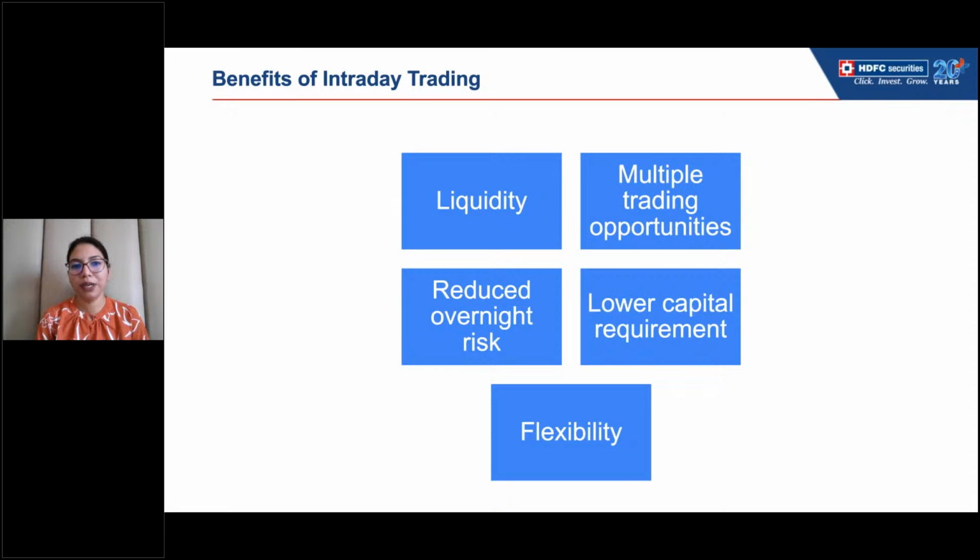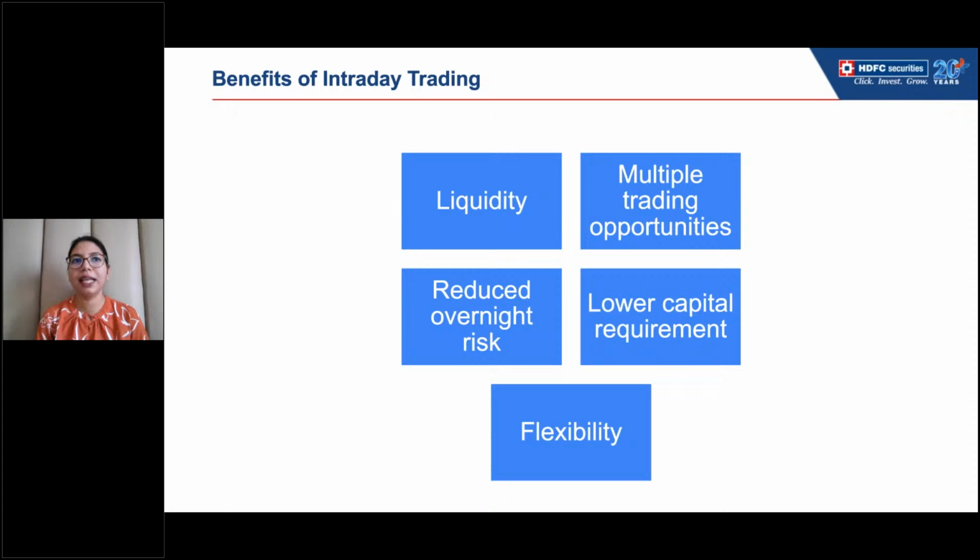Next, reduced overnight risk. In reduced overnight risk, this is the biggest benefit. People who carry positional trades, if the option trade is not hedged, if the risk is not managed well, the problem can happen when next day there is a big gap up or big gap down which is against your trade, right? When you're an intraday trader, you're not losing that control, because whenever you're in your trade, the market is open, you have still 100% control over your position.